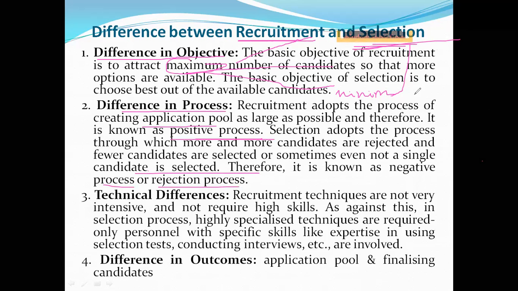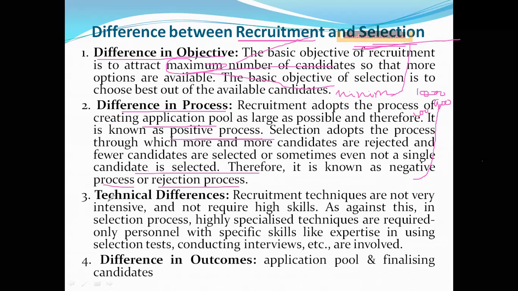So, in my example, I started this class with an example: only 100 vacancies are there. So in selection, what are you doing? You are sending out 900 applicants. So selection is a negative process. You don't want unfit candidates. You want only fit candidates.